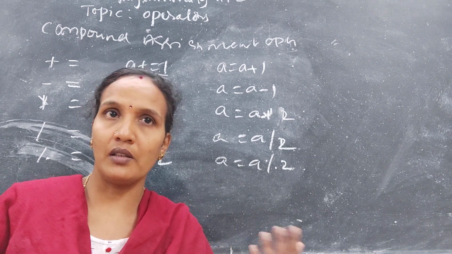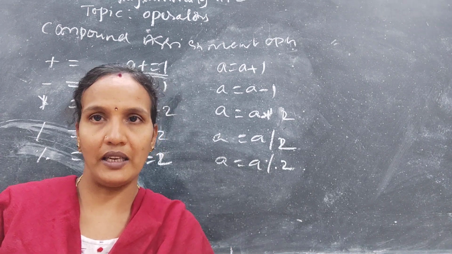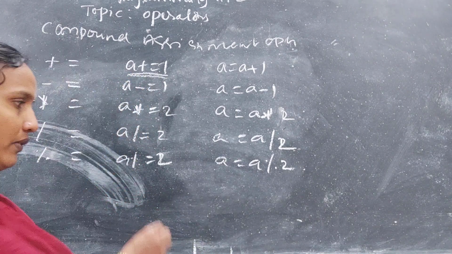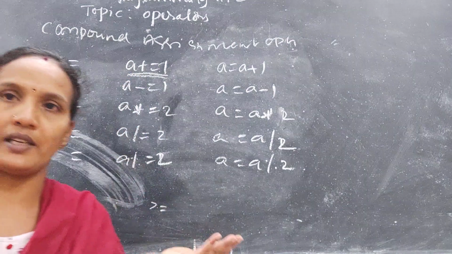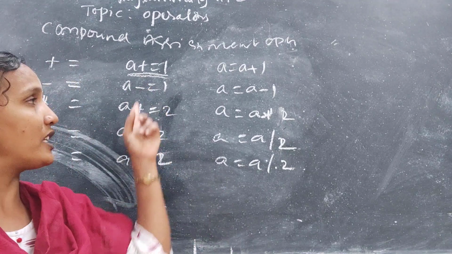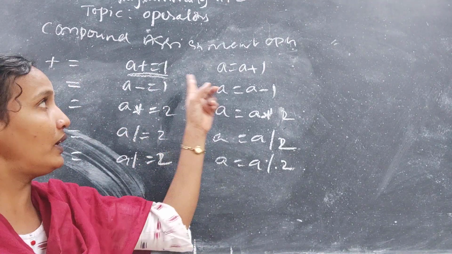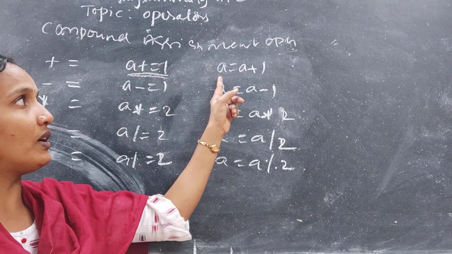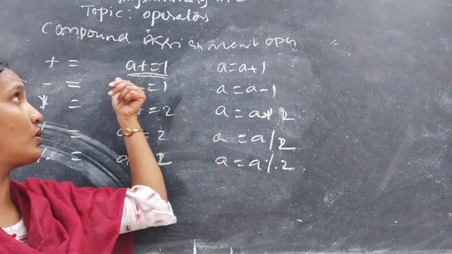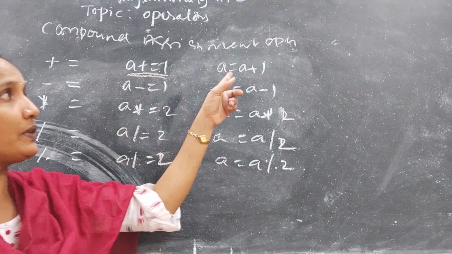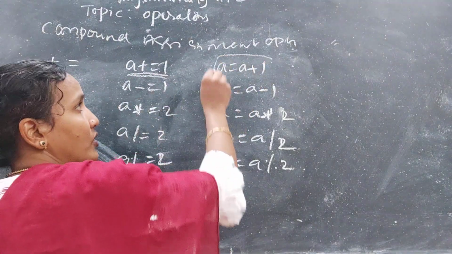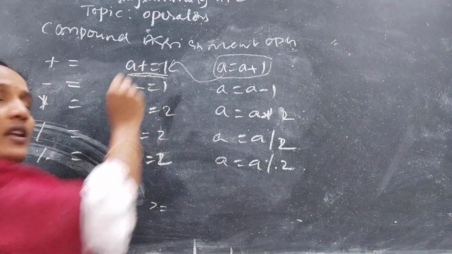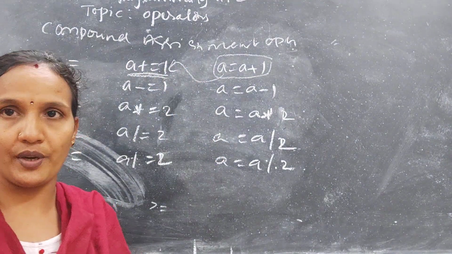You can also use a relational operator like greater than or equals, but that is a comparison, which is different. Here mostly we use the arithmetic operator with equals. A plus equals 1 is nothing but A equals A plus 1. You can write it like this also. This is an arithmetic expression, but you can write it in this form, and then it is called a compound assignment operator.